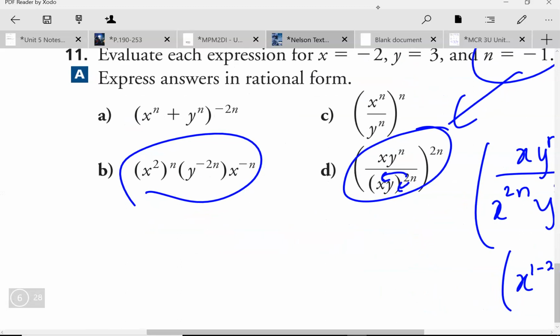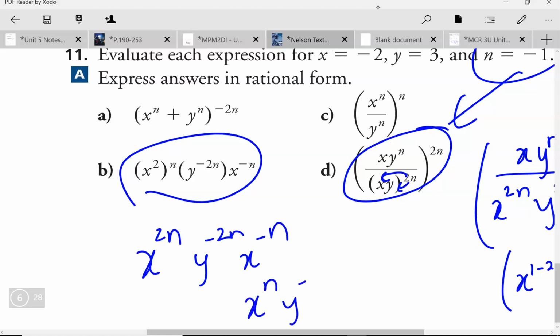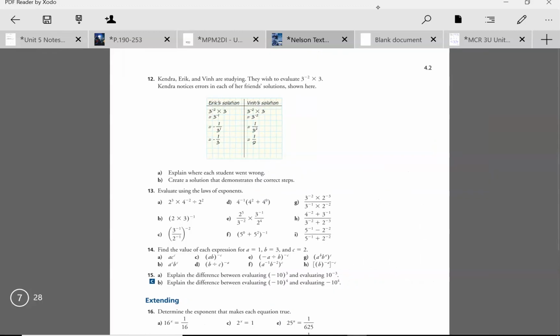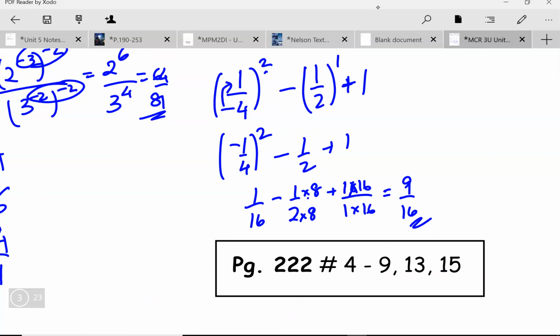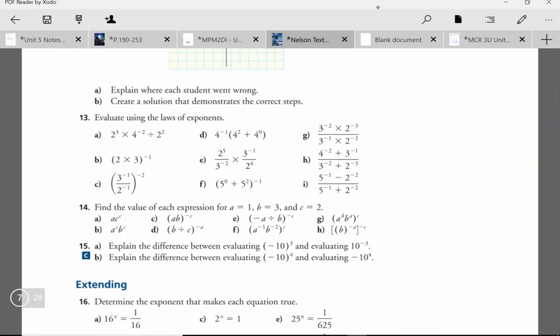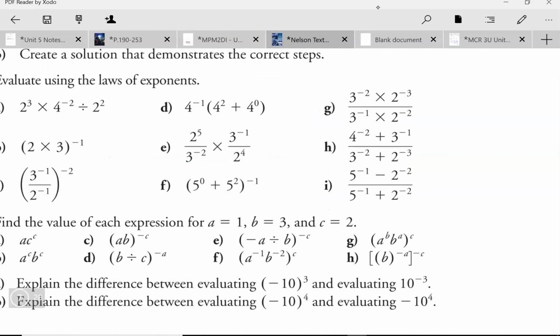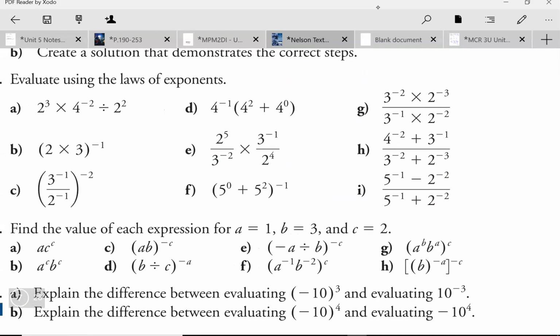Get used to doing those kinds of things, like here x to the 2n, y to the negative 2n, x to the negative n is just x to the n, y to the negative 2n, and you can put these values in, etc. I really wanted to focus actually on, what is it, 13 and 15? Okay, we'll evaluate using laws of exponents. Let's look at this stuff. This stuff looks interesting.